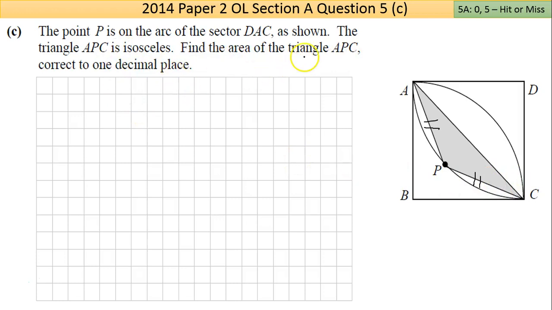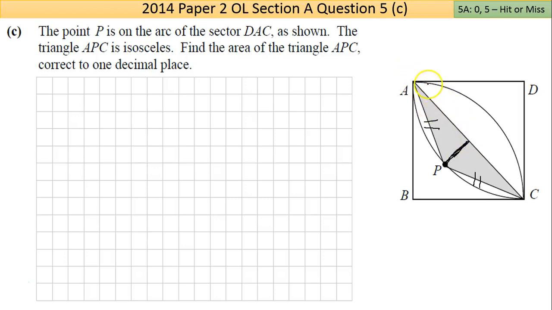So it's an area of a triangle. We're not dealing with angles here, so it's going to be a half base by height. The question then is, how do I get the base, and how do I get this height here? And here lies the problem. Getting the base is easy.